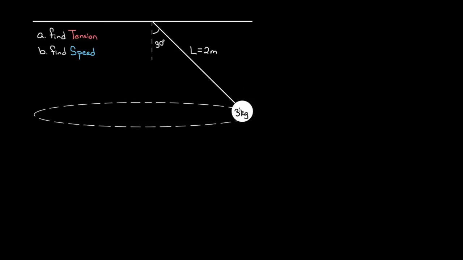And these are our given variables. We know the mass is 3 kilograms. We know the length of the rope is 2 meters, and this rope is making an angle of 30 degrees with respect to this vertical line right here. Now this problem's a classic for good reason.